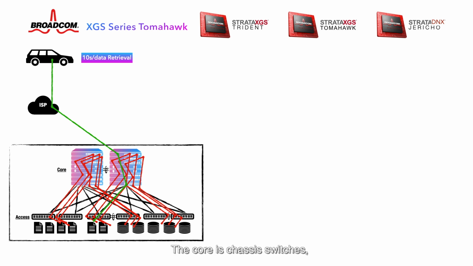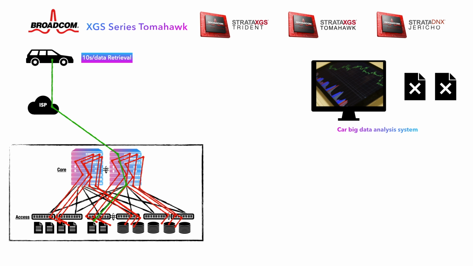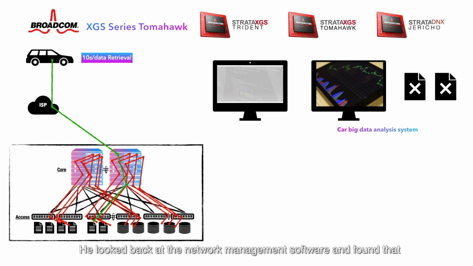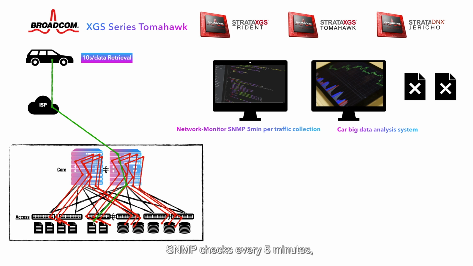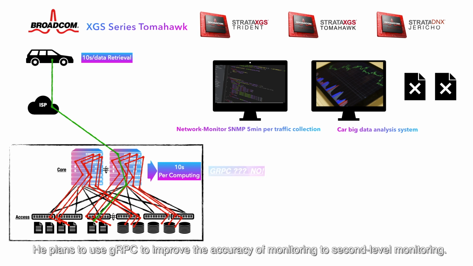The core is a chassis, and the business department would give slow feedback and report abnormalities at every turn. He looked back at the network management software and found that SNMP checks every 5 minutes, but the calculation is every 10 seconds, which cannot be monitored by SNMP. He plans to use gRPC to improve the accuracy of monitoring to second-level monitoring.